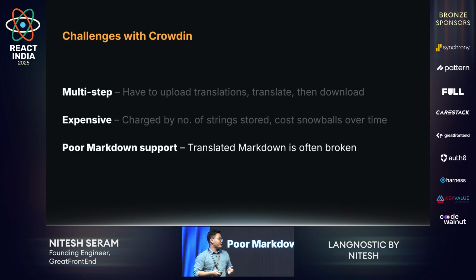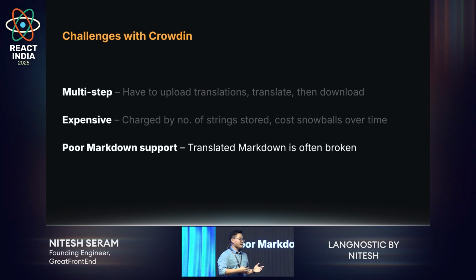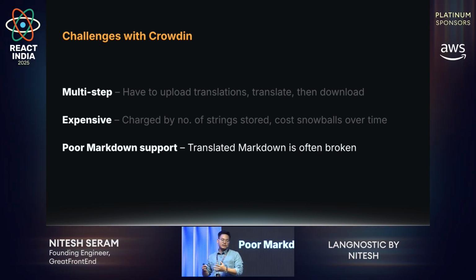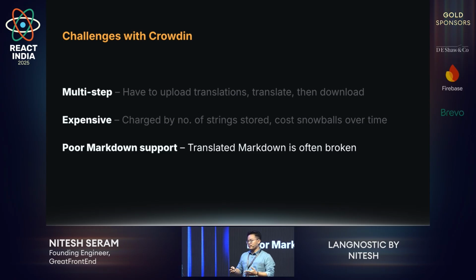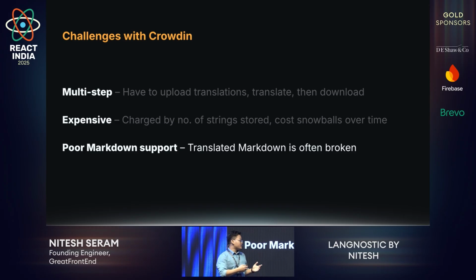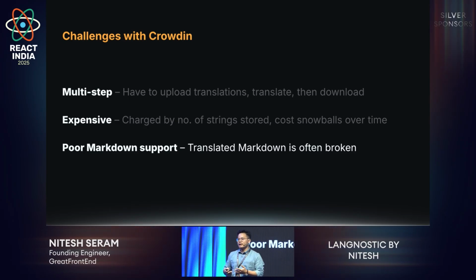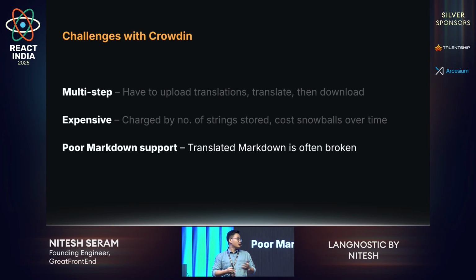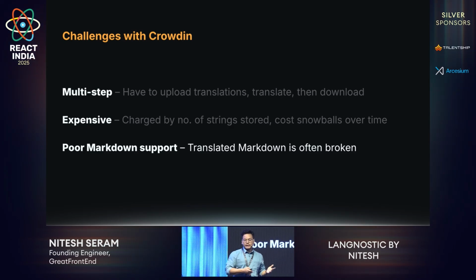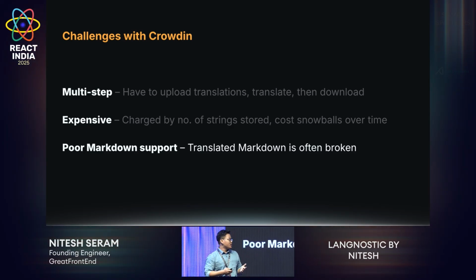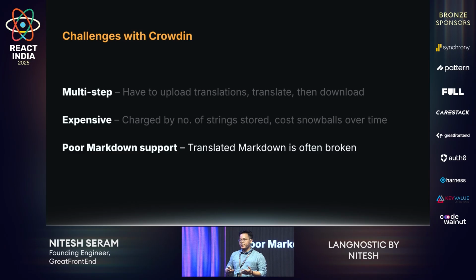The next problem is the Markdown support. Our app is mostly Markdown content, so this was one of the main reasons why we wanted to develop our own solution. Crowdin struggles when Markdown contains complex components, code blocks, and React components inside it. When you do the translation for such MDX files, sometimes the Markdown translation breaks.